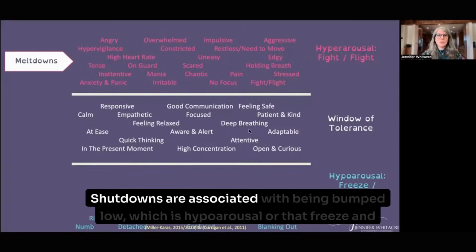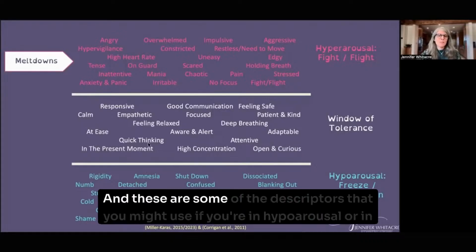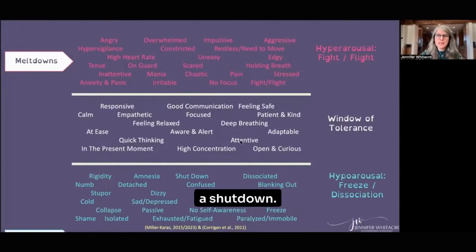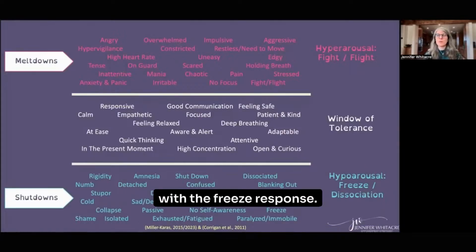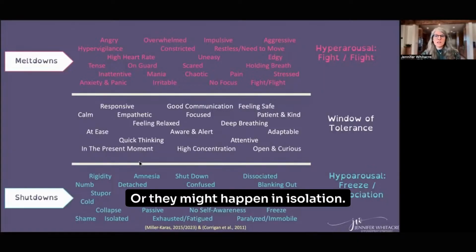Shutdowns are associated with being bumped low, which is hypoarousal, or that freeze and dissociative response. And these are some of the descriptors that you might use if you're in hypoarousal or in a shutdown. So shutdowns tend to be less obvious than meltdowns, and they align more, like I said, with the freeze response. They might follow a meltdown. So somebody might plunge from a meltdown and just plummet into a shutdown, or they might happen in isolation.